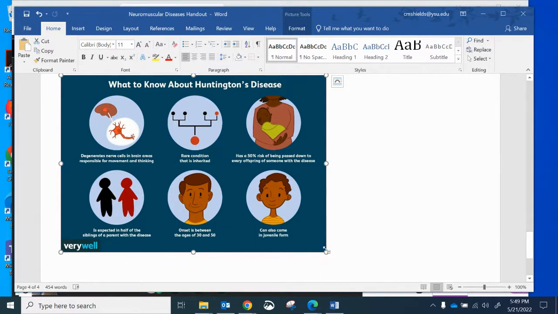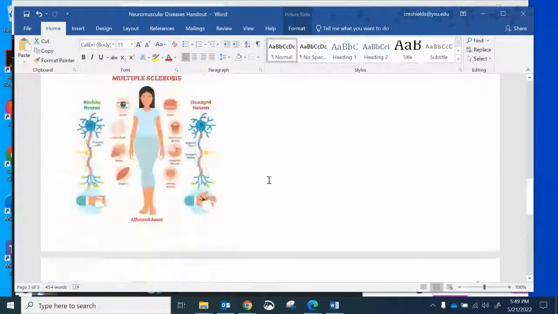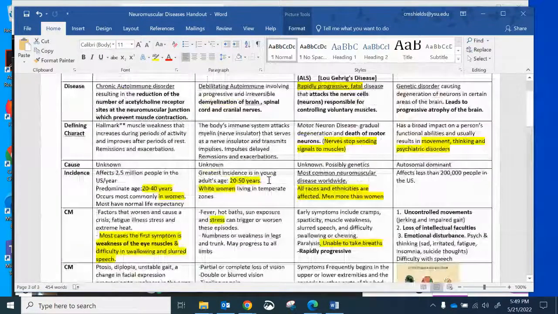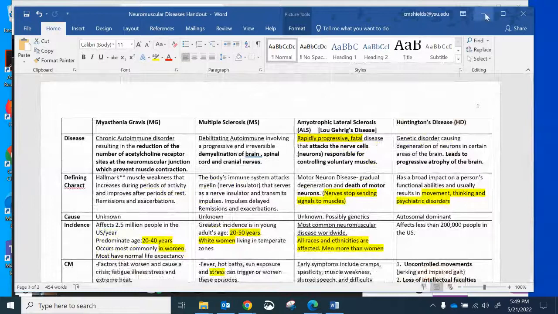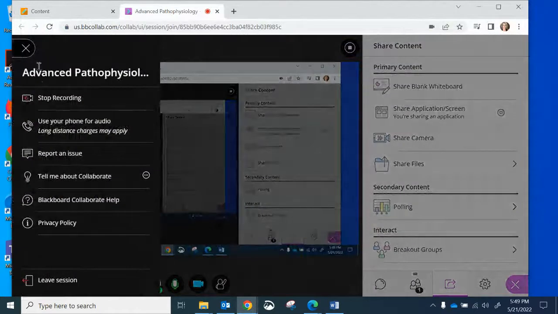And there is also a juvenile form, so it actually can manifest in a younger child, but generally a young adult. Okay, so those are just some, I'd say, main points that are important to know about those diseases, just in regard to learning basics about those.